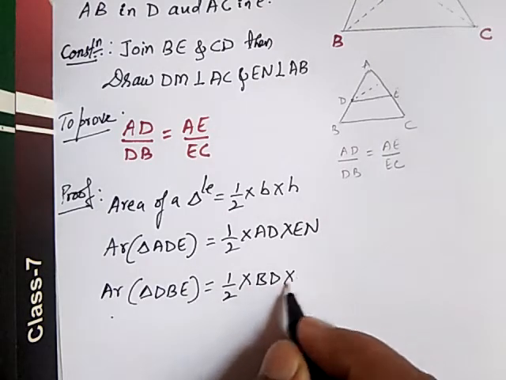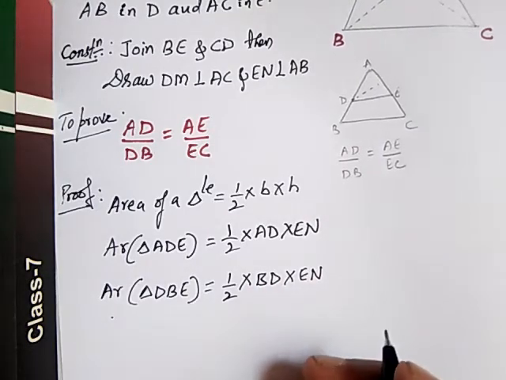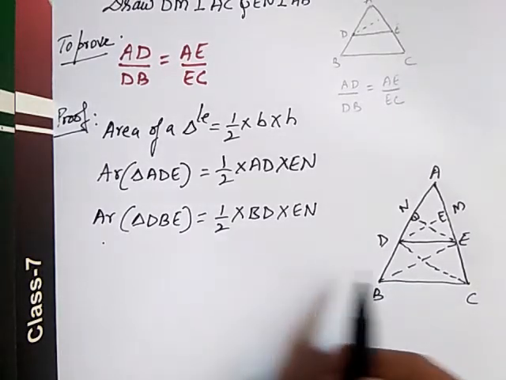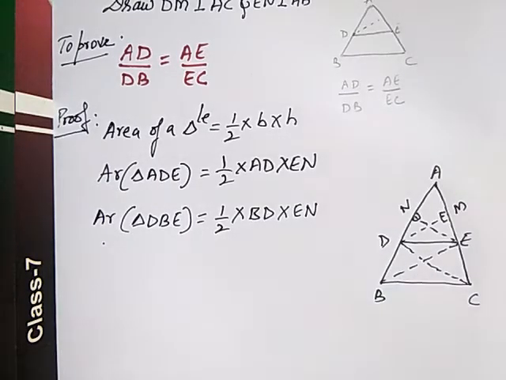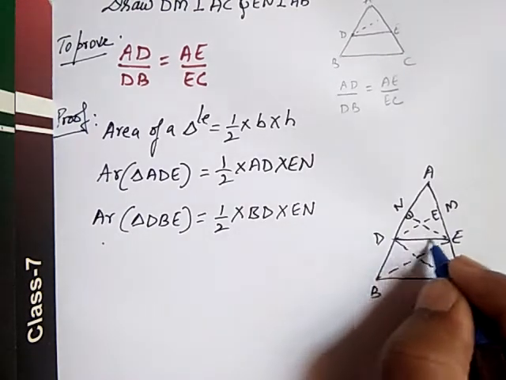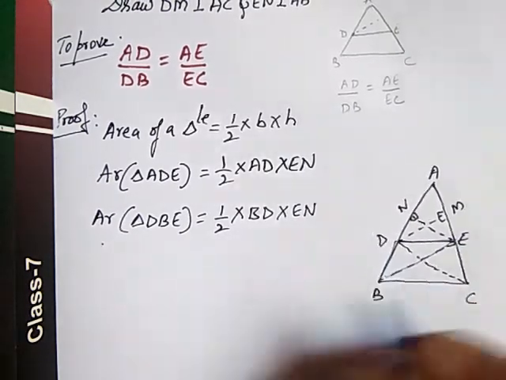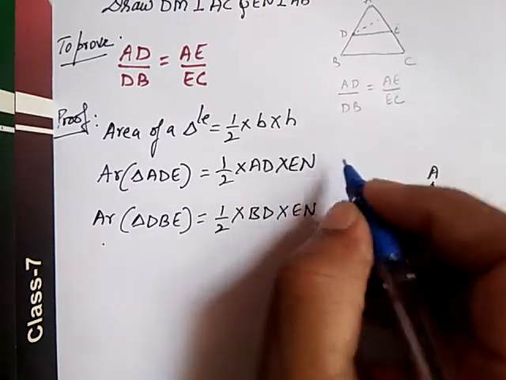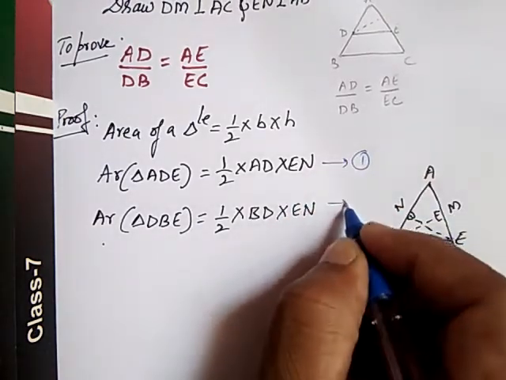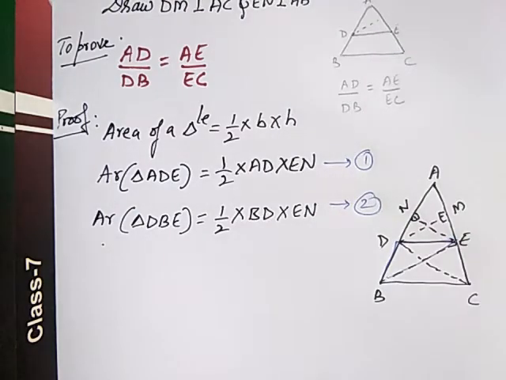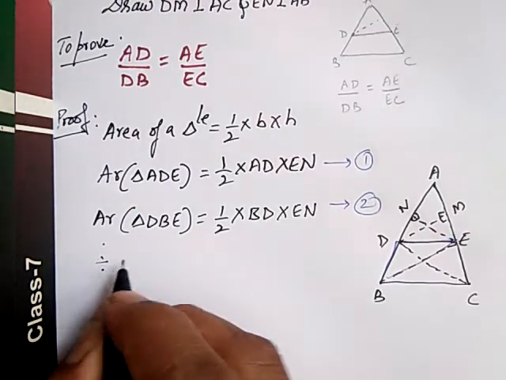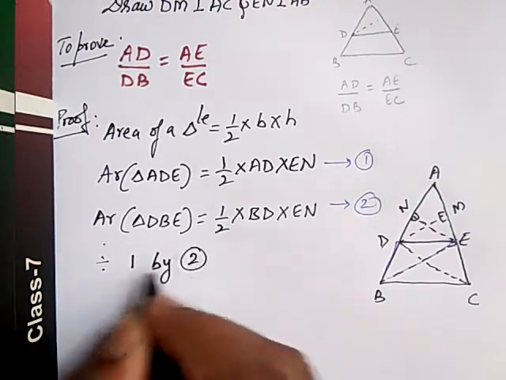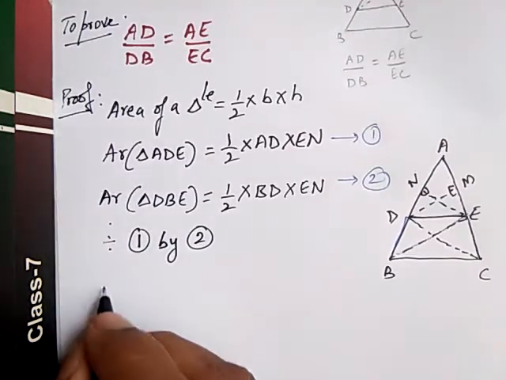BD, height will be EN. For the same thing, triangle DBE, this triangle I have written already here, half into BD into EN. EN is the height. We will call this equation number 1, and call this equation number 2. So divide equation 1 by 2.